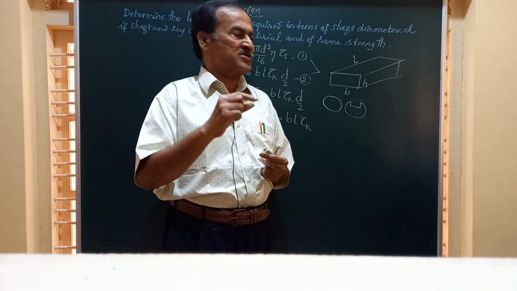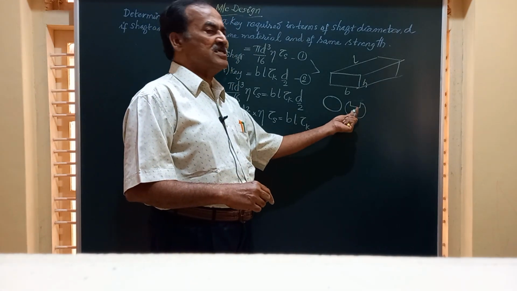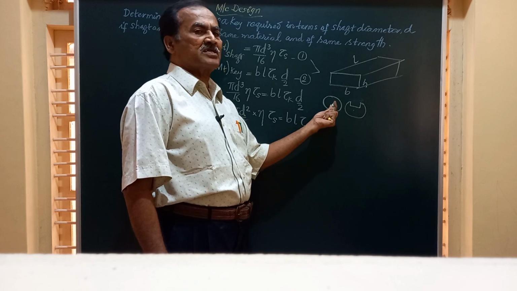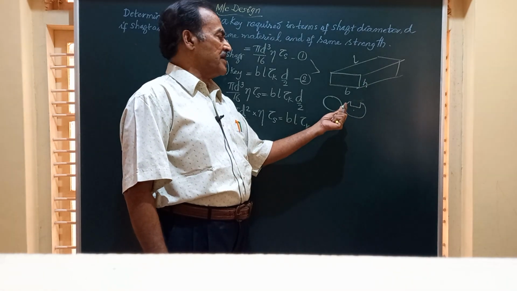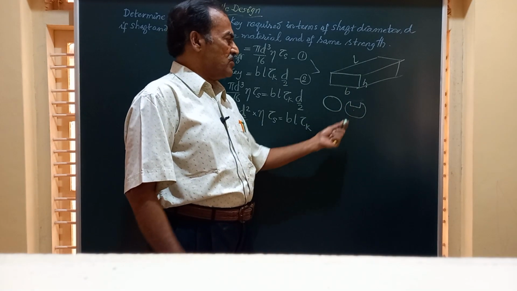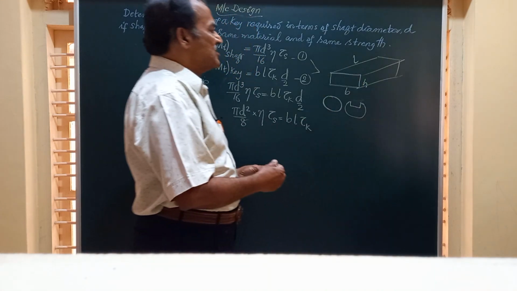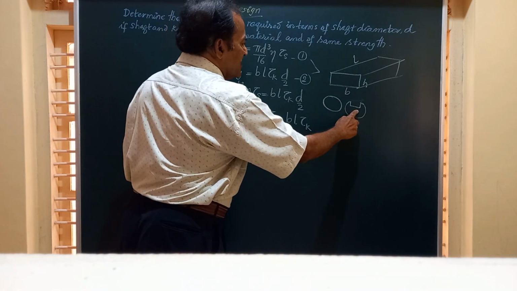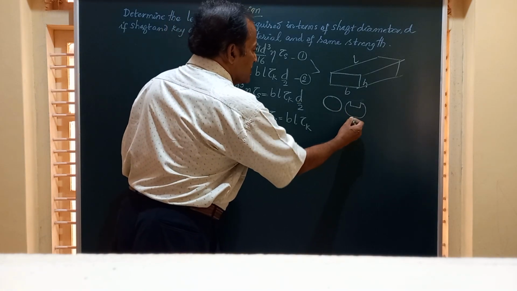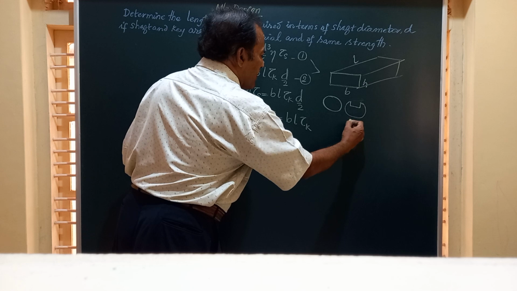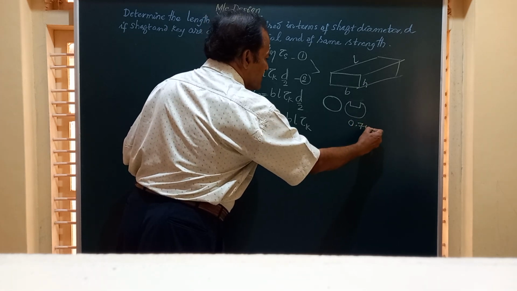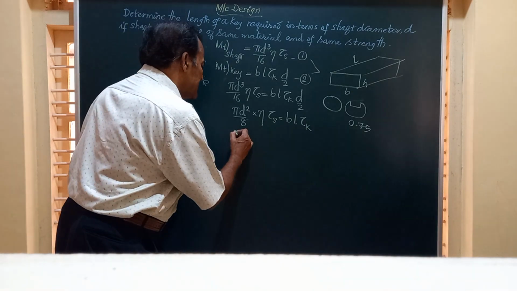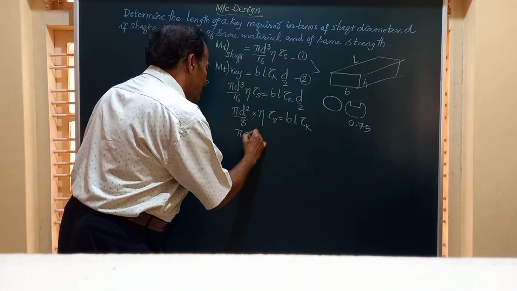Or in other words, a shaft with a key slot will be able to transmit around 75% of the torque compared to those of the shaft which have got the same dia, but the only difference is there is a key slot cut here, there is no key slot. This will be able to transmit 0.75 times the power transmitted by this. So I take this factor as 0.75.